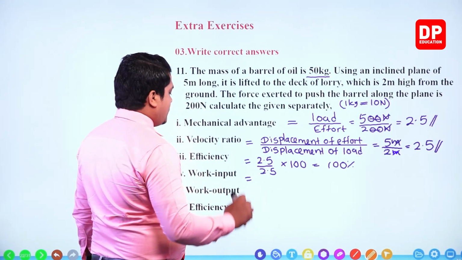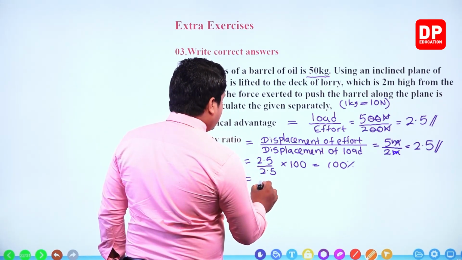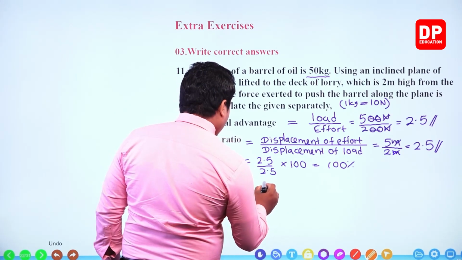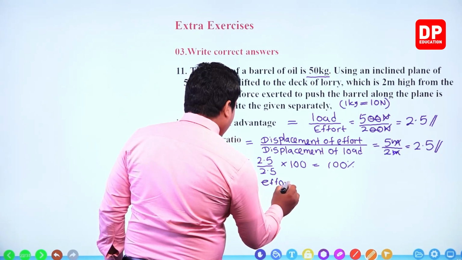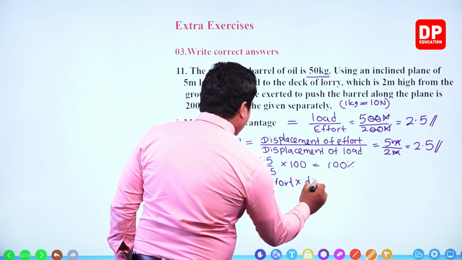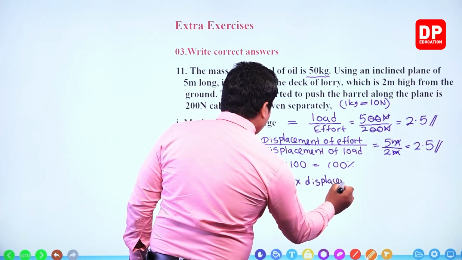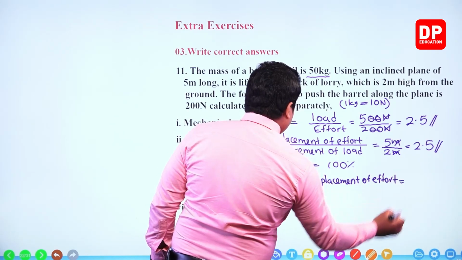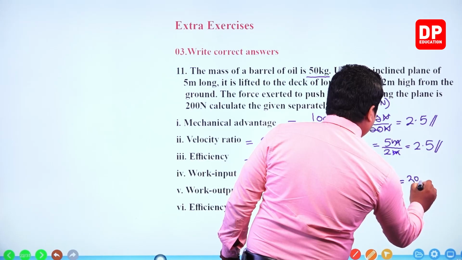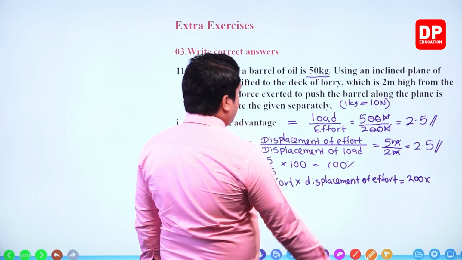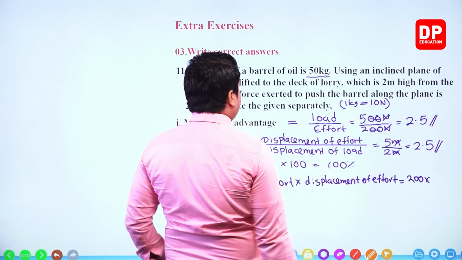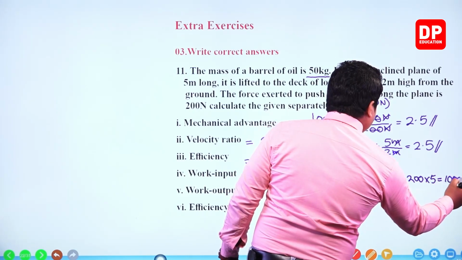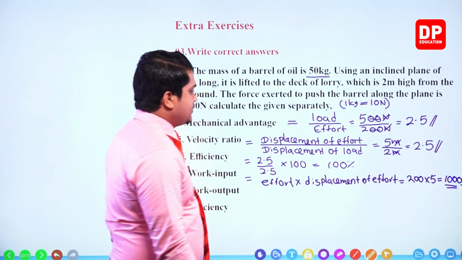Work input means it is the effort multiplied by displacement of effort. So effort is 200 multiplied by displacement, which is how much? Displacement is 5 meters. So 1000 joules.